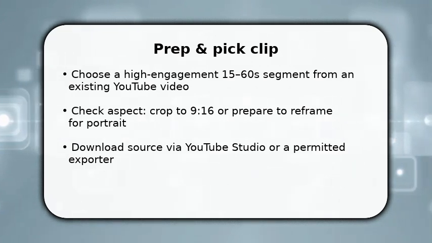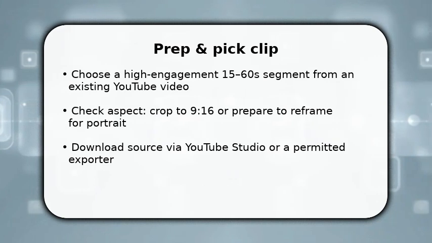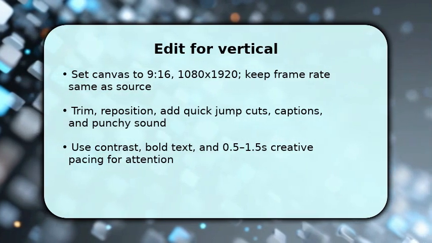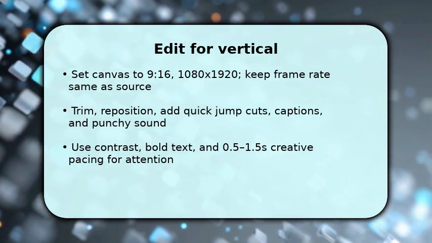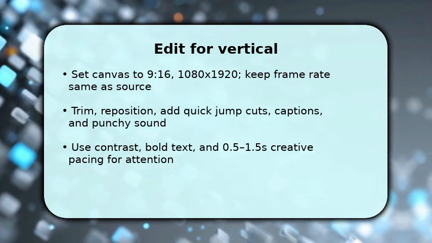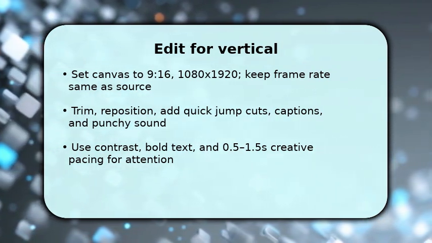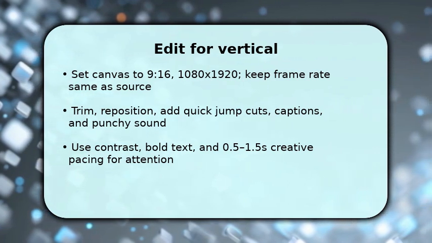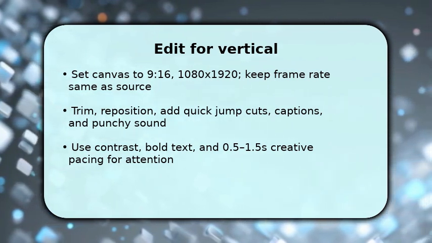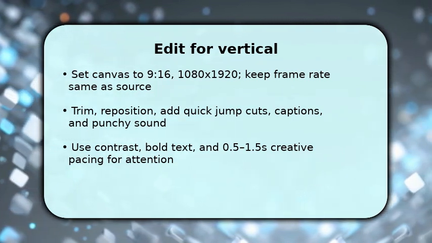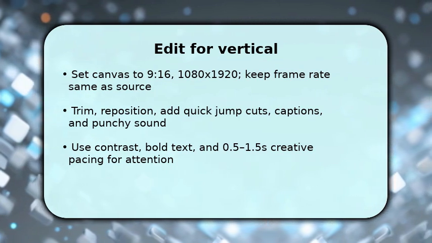Once done with the clip selection, open your editor and set a 9:16, 1080x1920 timeline to match phone screens, then import the source. You should trim to the strongest beats and reposition frames so faces and actions sit in the vertical center. Add concise captions and a short audio punch or music, under 3-6 seconds, to amplify impact. Captions increase watch-through. Make sure cuts are tight, rapid pacing keeps retention, and export.